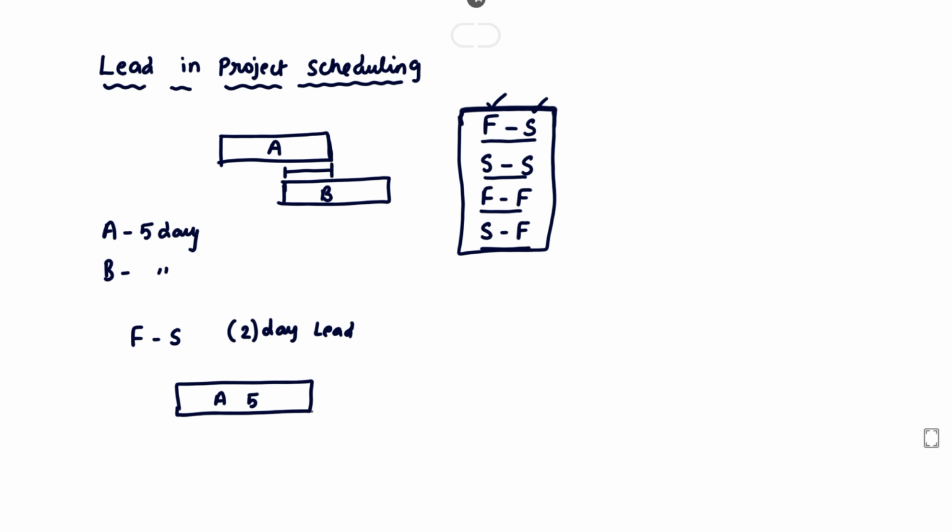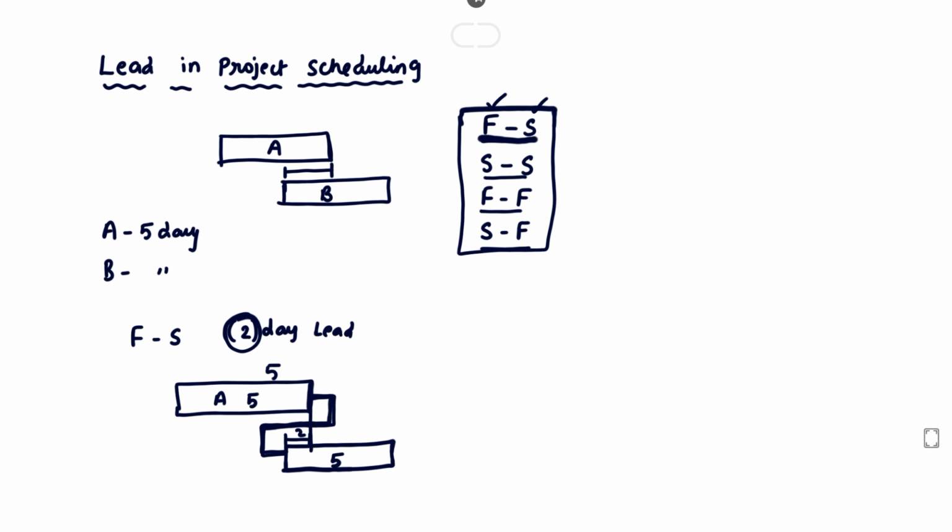Before completing it, activity B will be started. That is finish to start. Whenever the first activity is finished, after that the second activity will be started. This is 5 days. The lead time is 2 days. So here, of the 5 days, the remaining 2 days will be lead, because whenever the first activity is completed, after that the second activity will be started, so that is called finish to start.